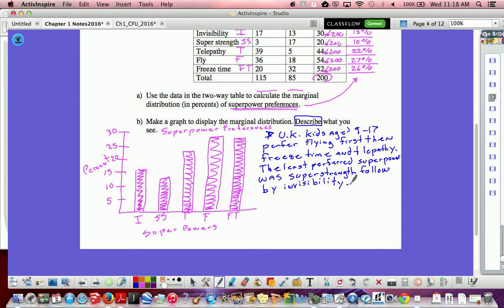I'm between the two highest, flying and freeze time. Flying would be so cool. Okay. Super strength would be kind of cool too, to be able to lift things, but to just be able to control that. Because I'd go like this and I'd knock you across the room. That'd be scary. All right, any questions so far?